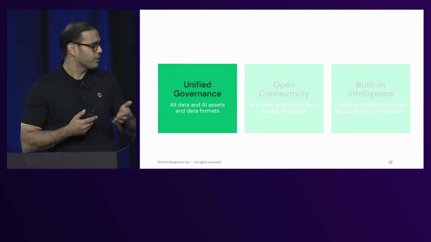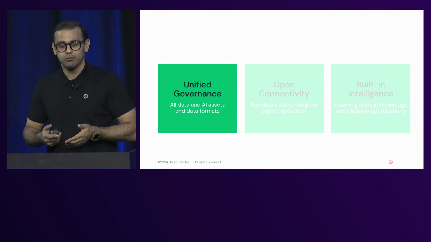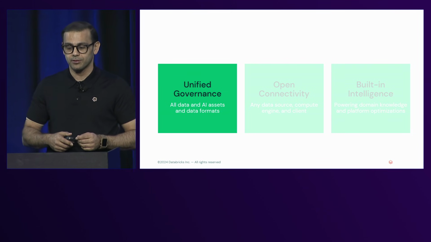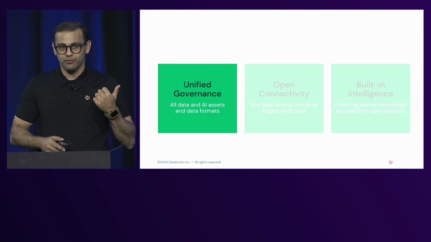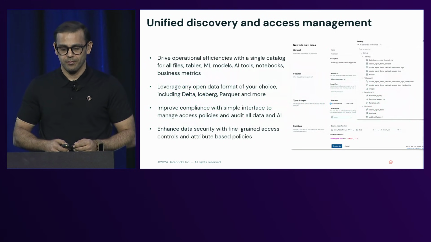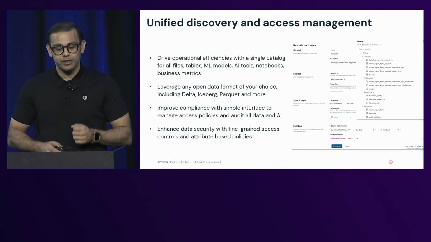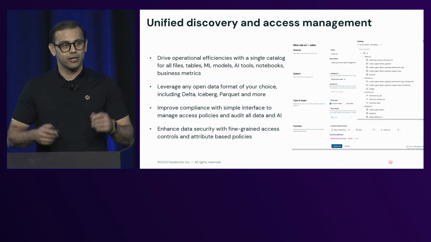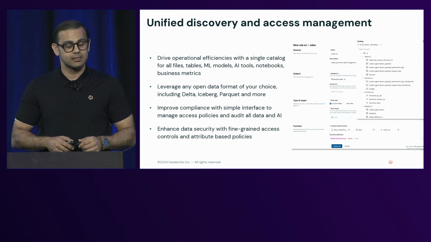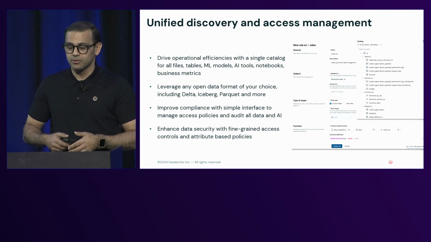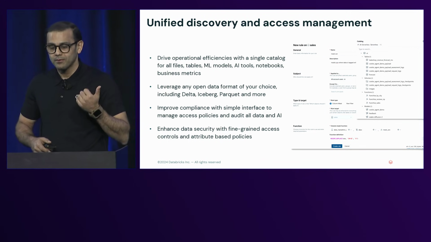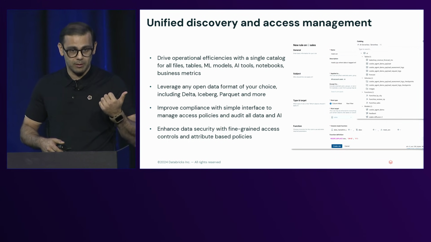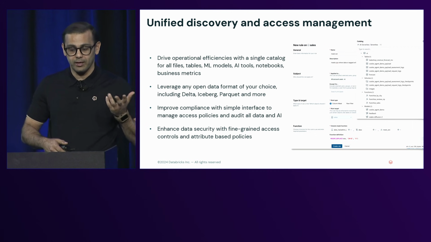Now, let's take a quick look at what Unity Catalog actually provides in terms of these three foundational pillars that we talked about, starting with unified governance. First, you drive operational efficiencies with a single catalog to manage all of your organization's data and AI assets, such as files, tables, machine learning models, AI tools, business metrics, et cetera. This works across any open format, so for example, Delta Lake, Iceberg, Parquet, and more.